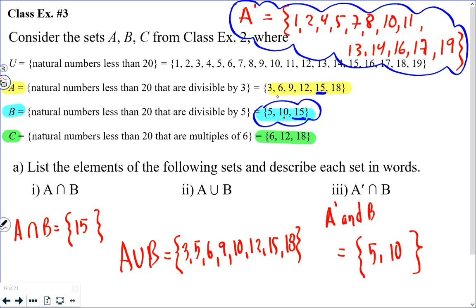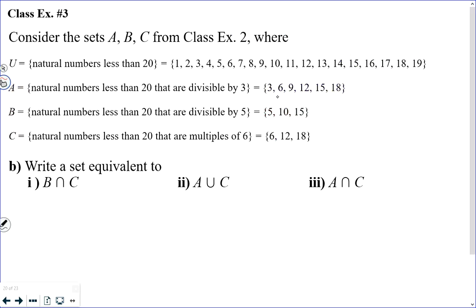Let's take a look at letter B in this example. Write a set equivalent to B and C. I will very often write or say B and C, and then sometimes I will say the intersection of B and C. So what is the intersection of B and C?